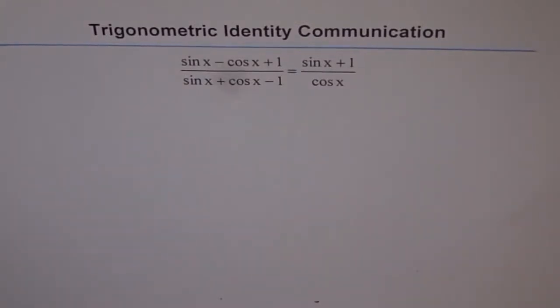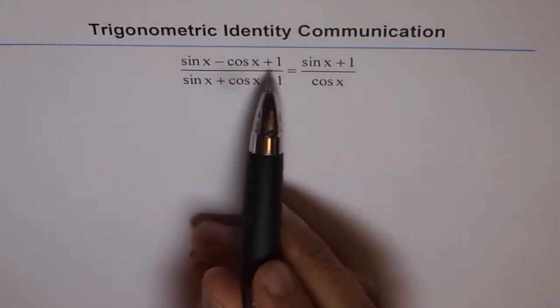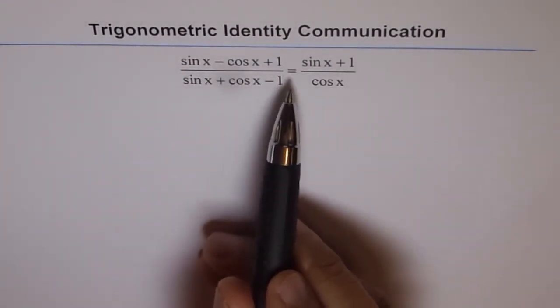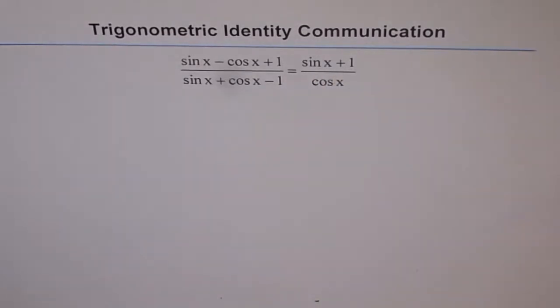Trigonometric identity, communication. (sin x minus cos x plus 1) divided by (sin x plus cos x minus 1) is equal to (sin x plus 1) divided by cos x. So we need to prove this trigonometric identity. And while proving, you should specify what exactly you're doing. So that's the communication part.